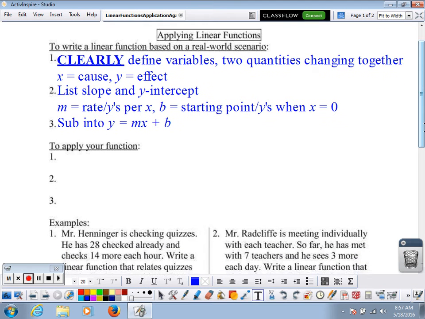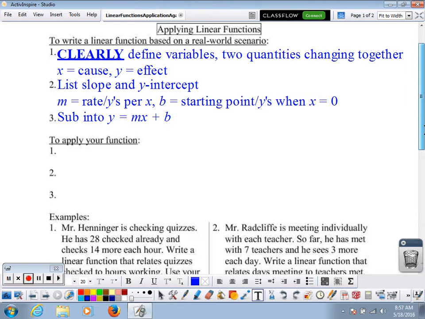So we clearly define the variables. Okay, whether we're dealing with functions or regular old algebraic equations, that has to happen first. Find our slope and our y-intercept. Slope is the rate, y's per x. Y-intercept is the starting point. How many y's we have when x is 0. Then we sub all those pieces into the function.